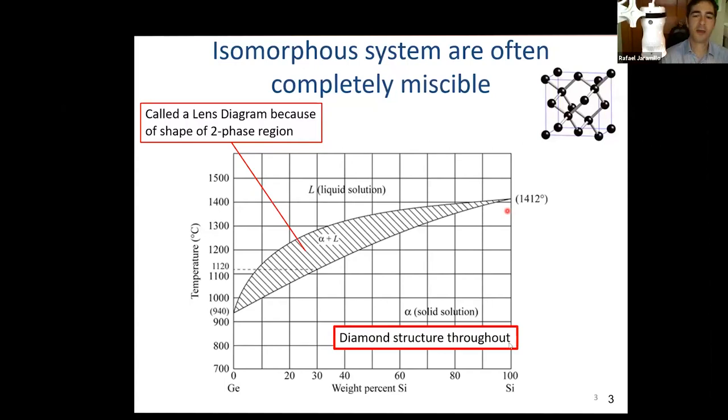They contain isobaric slices through unary phase diagrams along the y-axis. If you like, you can imagine the unary phase diagram just coming out of the board. Okay, let's see what else.